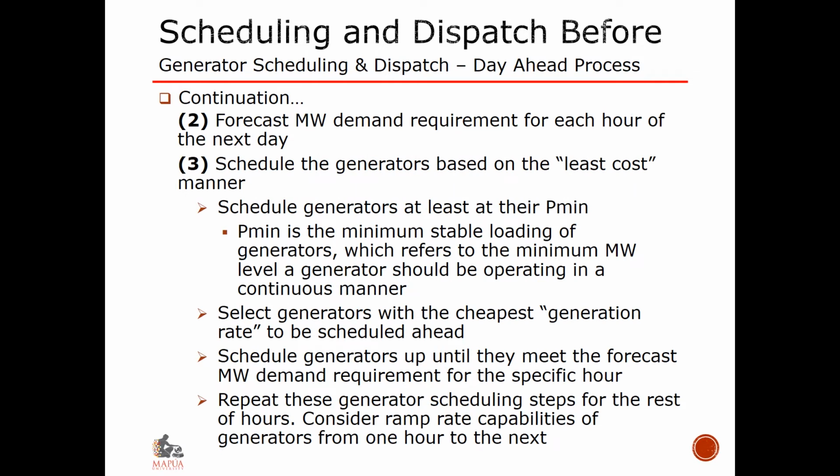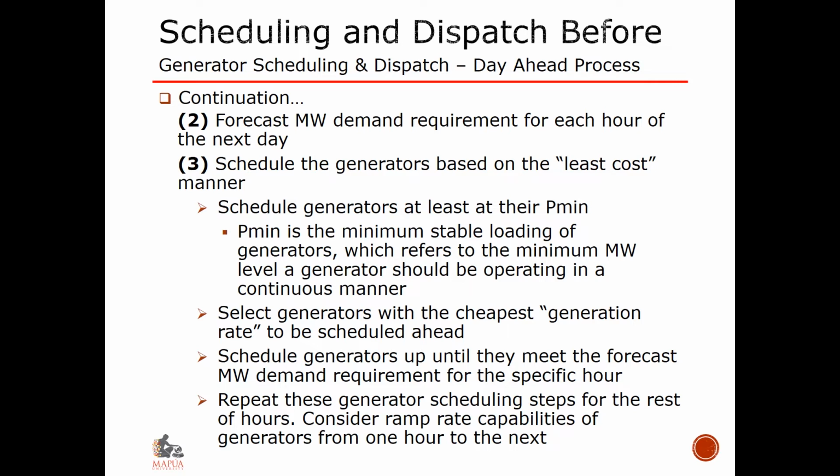Now, the system operator has to, again, this is back then, forecast the megawatt demand requirement for each hour of the next day. Once they've done that, they have to match. Obviously, they have to schedule now the generators that declared their availability to eventually reach the demand requirement for each hour of the next day.